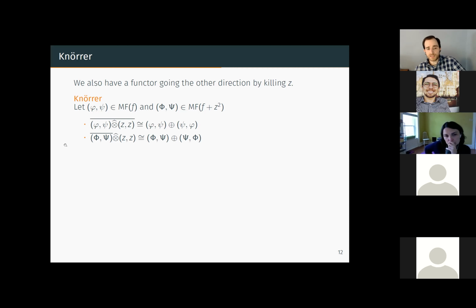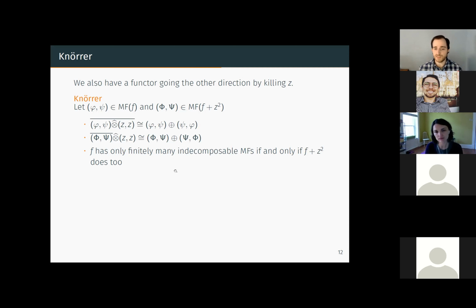With a little bit of care in thinking about it, what this tells you is that you only have finitely many indecomposable matrix factorizations of F if and only if F plus Z squared has the same property. So you're getting this representation theoretic statement about matrix factorizations of F and of F plus Z squared. You can only have finitely many indecomposable ones, non-isomorphic, if and only if the same is true of F plus Z squared. Okay, and this is a big portion of Knorr's global periodicity theorem, or the whole program.